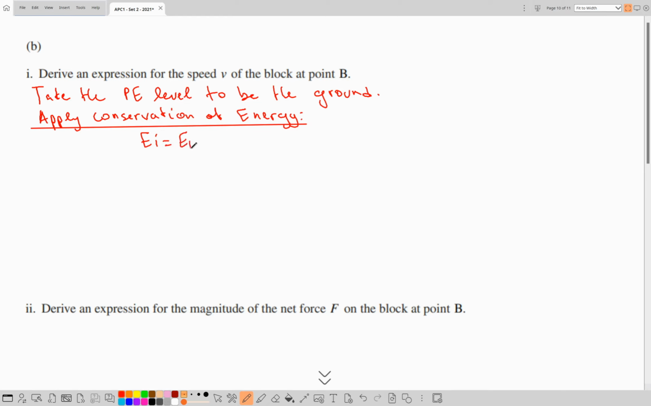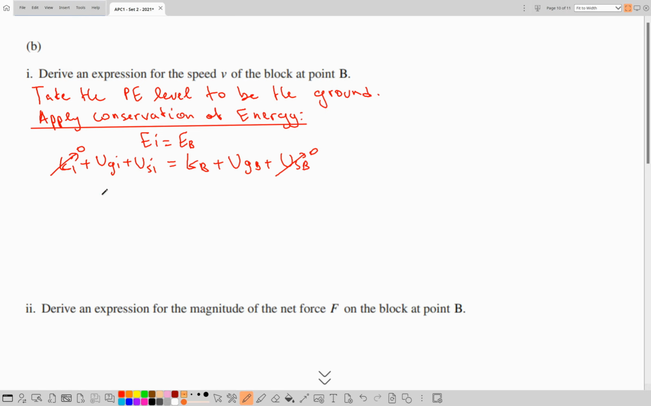Now, what are the three energies that we have? We have kinetic energy initial plus gravitational potential energy initial plus elastic potential energy initial. And that would be equal to kinetic energy at the point B plus gravitational potential energy at the point B plus elastic potential energy at the point B. Knowing that the block was released from rest, that would be 0. And when the block reaches the point B, we have no more springs, so that would be 0.